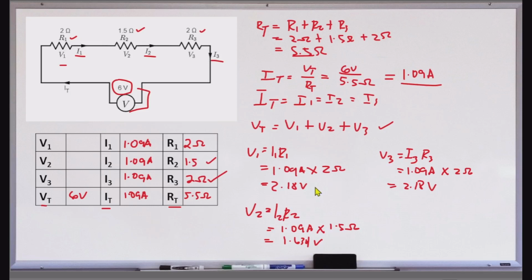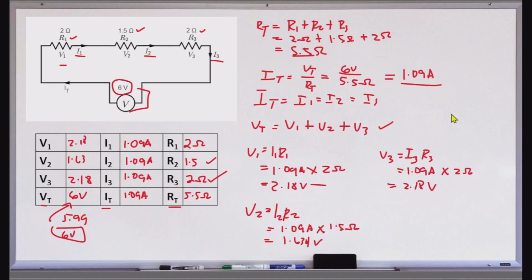Now, if we add all these together, V1, V2, and V3, we should come up with 6 volts or near 6 volts at least, right? So let's plug in first the 2.18 for V1, V2, and V3 here in our chart. We have 2.18 for V1, 1.634 or 1.63 for V2, and then for V3 it is 2.18 volts. Now let's see by adding all these three if they will sum up to 6 volts. So we have 2.18 plus 1.63 plus 2.18, that will give us 5.99, or just simply 6 volts.